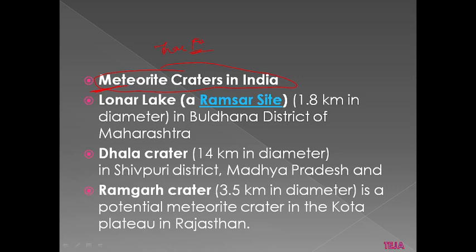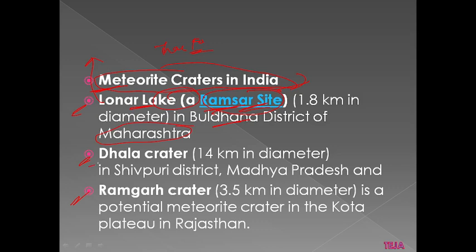So as per some of the scientists' view, there are meteor craters present everywhere on the earth, because these meteors hit the earth, and some of the craters are also present in India. Those craters which are present in India are at these 3 places. The first one is Lunar Lake, which is also a Ramsar site. I am going to discuss this Ramsar site later while covering environment and ecology. So Lunar Lake, a Ramsar site in Buldana district of Maharashtra, is one of the meteoroid craters that was formed. This lake was formed due to a meteoroid crater in India.